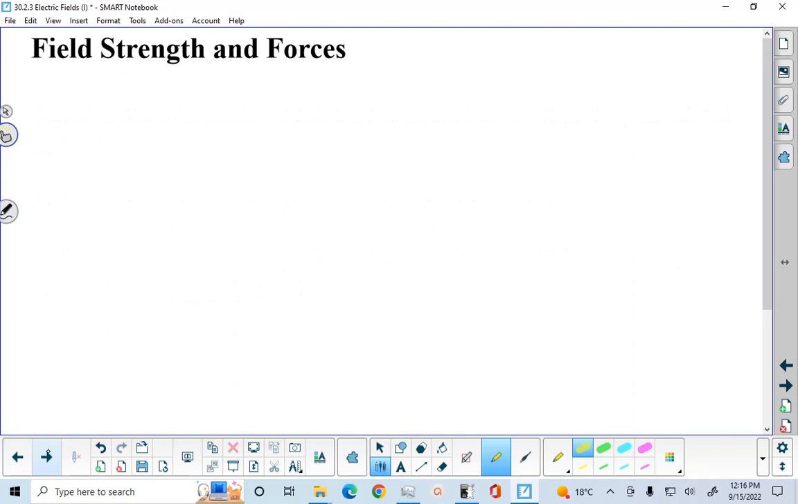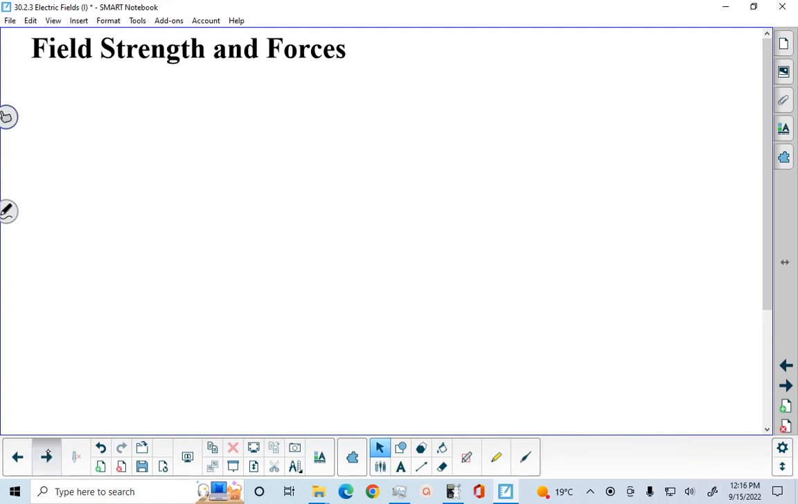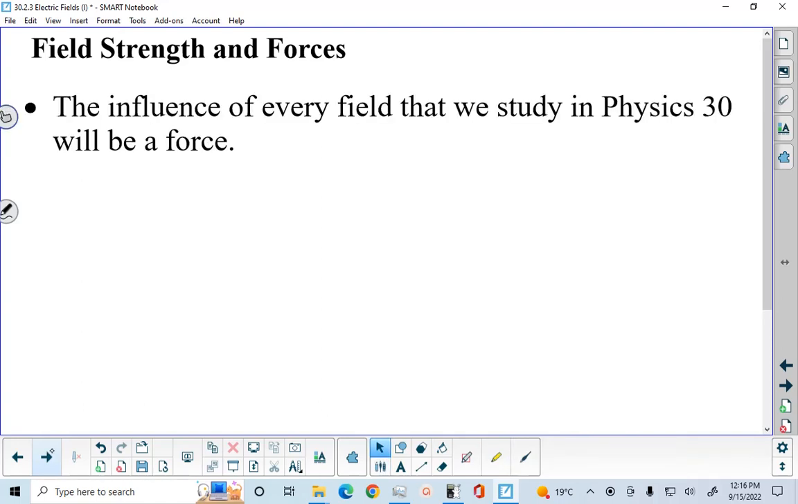So now I want to talk about field strength and forces. And the main gist of this little mini lesson is that, just to begin with here, fields and forces are different things. I mean, they're connected to each other, but they're certainly different. So the influence of every field that we study in this course is going to be a force. In other words, we will only be studying force fields, not heat fields or sound fields or any of that other stuff. And the types of fields we're going to study will be gravitational fields, electric fields, and magnetic fields.